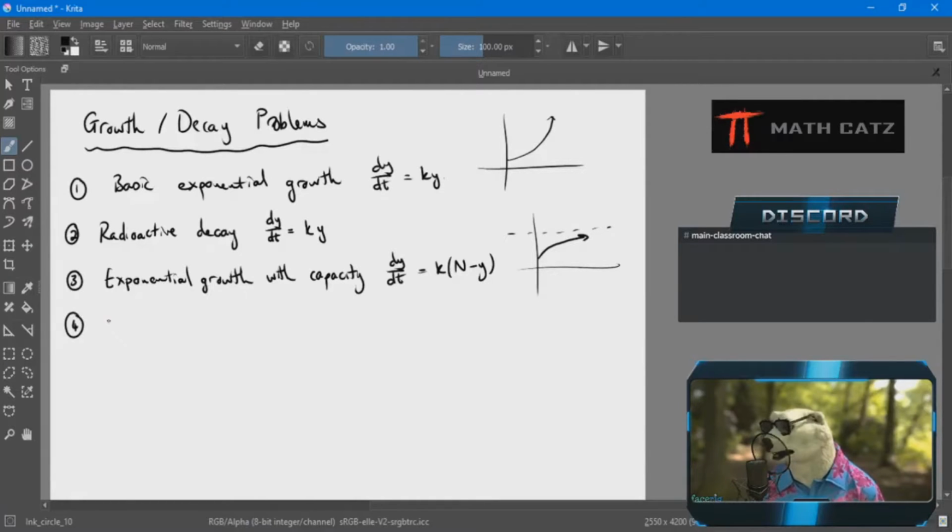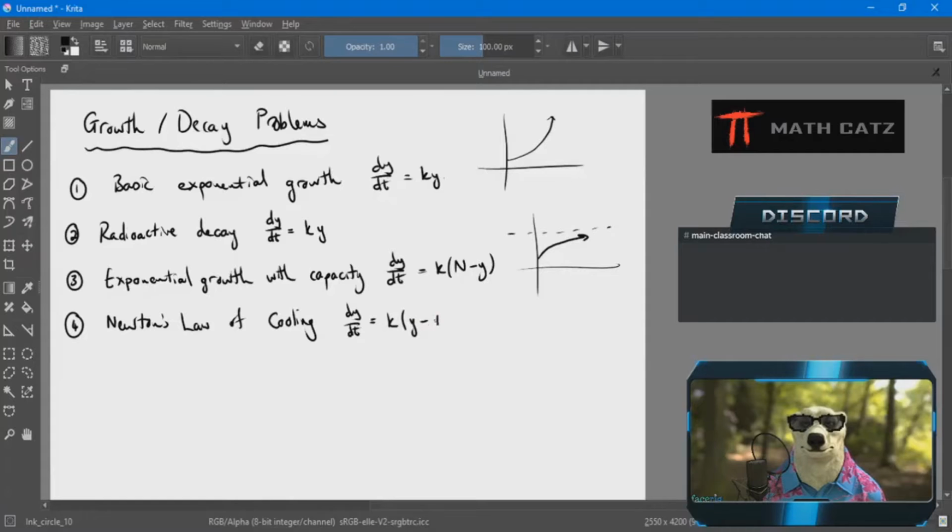Then we looked at another decay situation, you can call it, with Newton's law of cooling, where the temperature changes at a rate proportional to the difference between that and some room temperature, let's call it T, or some ambient temperature, whatever the situation may be. And we looked at turkey cooling down, coffee cooling down, and so on.